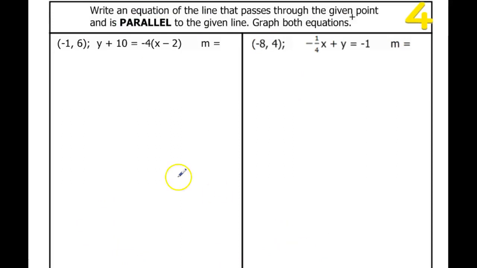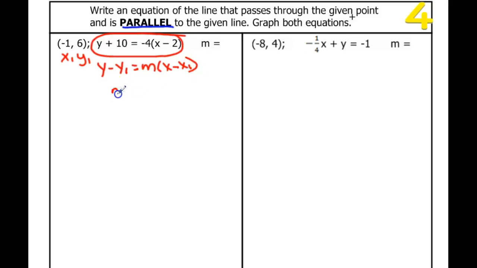Alright, next, same thing but parallel lines. We want to know an equation that goes through this point, and is parallel to this equation. So this again is in the form y minus y1 equals our slope x minus x1. So I know my slope is negative 4. So if we want a line that's parallel, parallel lines have the same slope, so this slope also has to be negative 4. So I'm going to use this point and this slope to write a new equation.